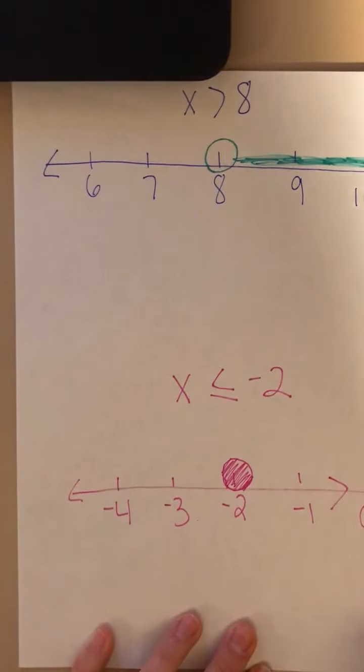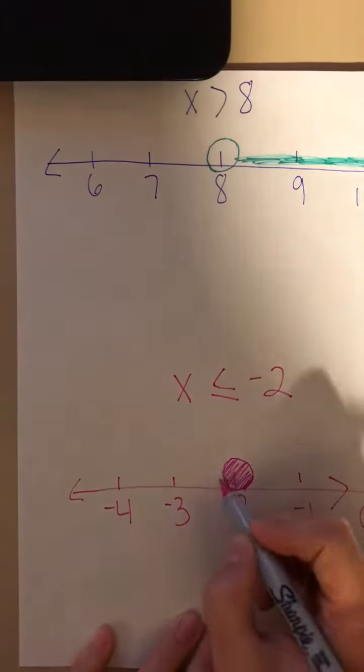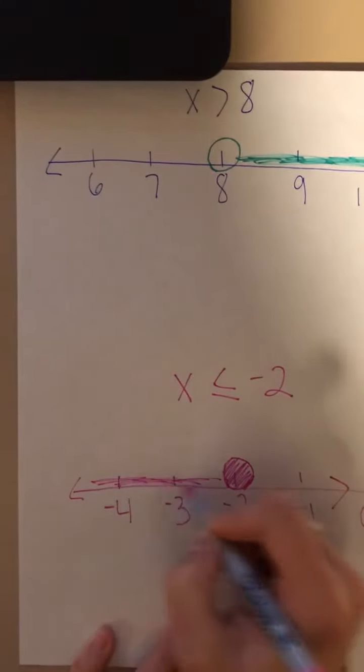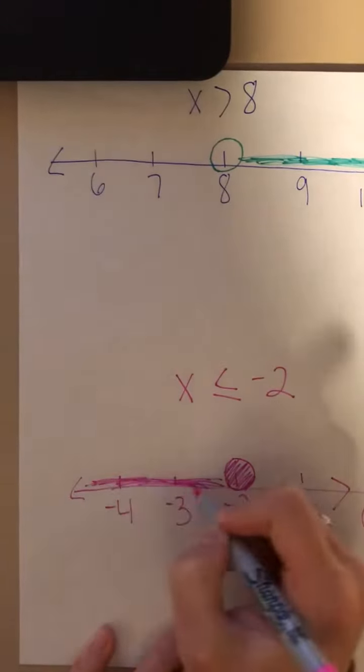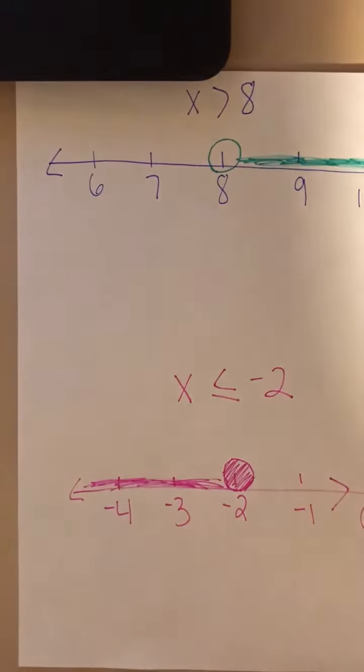And now the numbers they want are numbers that are less than or equal to -2. So the numbers that are less than -2 are -3, -4, and so on. So I'm going to shade the line in this direction. And that's it. That's all you have to do to graph an inequality.